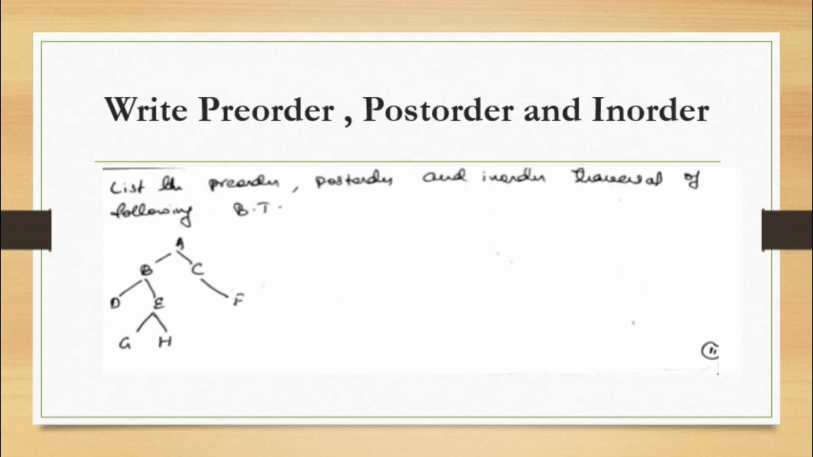So there is one more example here. List the pre-order, post order and in order traversal of the following binary tree. To do it quickly, we'll use the quick method which we have just understood. So this will be a revision for us. Here they have not given us the solution, so we'll find out the solution.